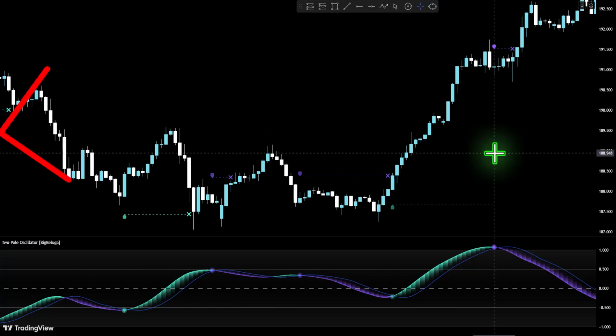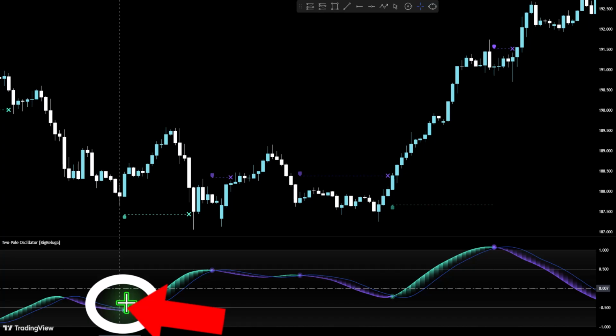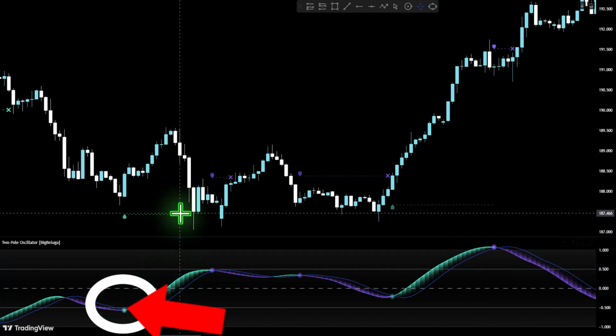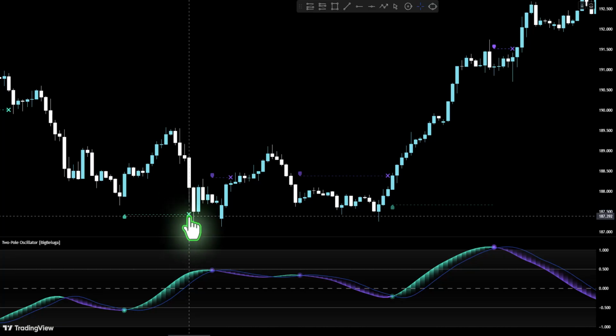Here on the chart, you can see that as the price came down from here, you got a buy signal, but the price later ended up hitting the stop loss, which is this invalidation level, and an X label appears to show that the price went against the signal.